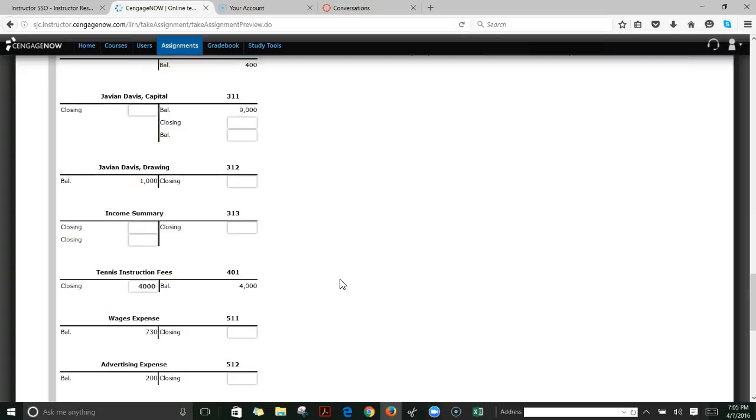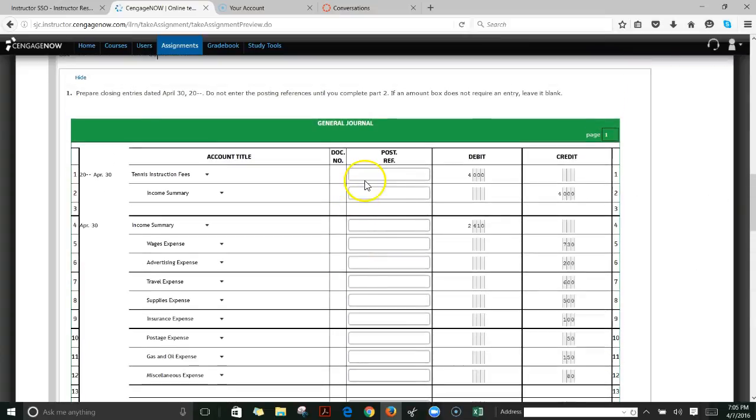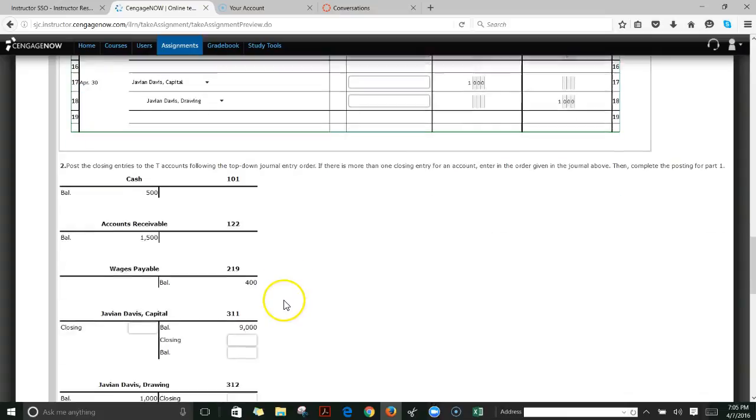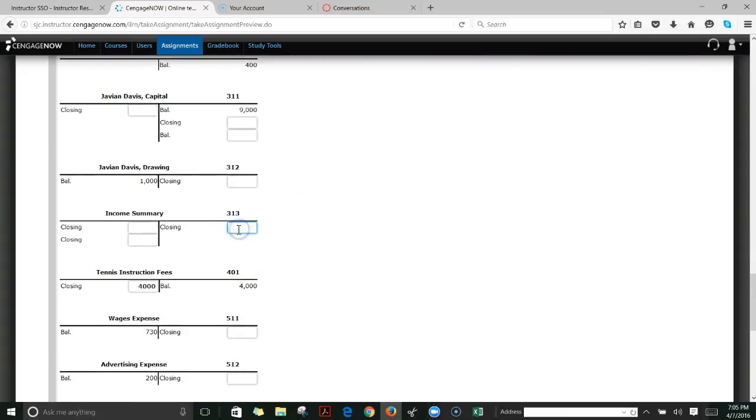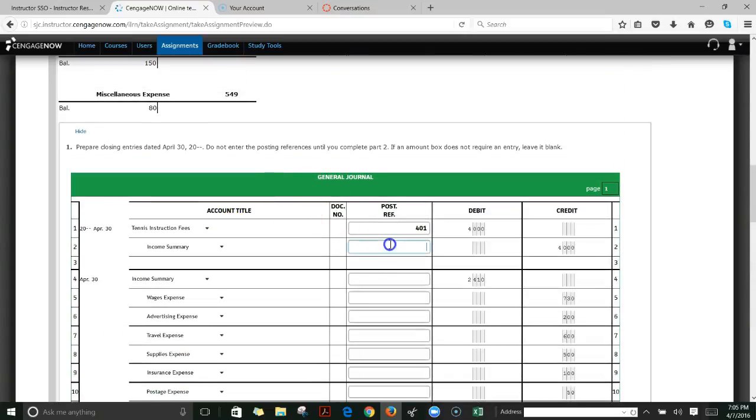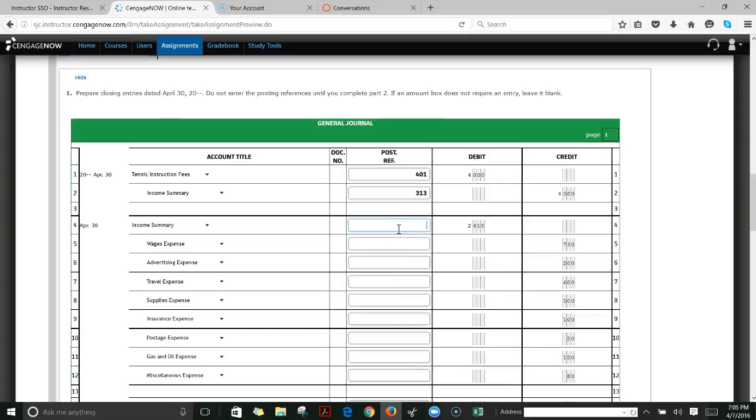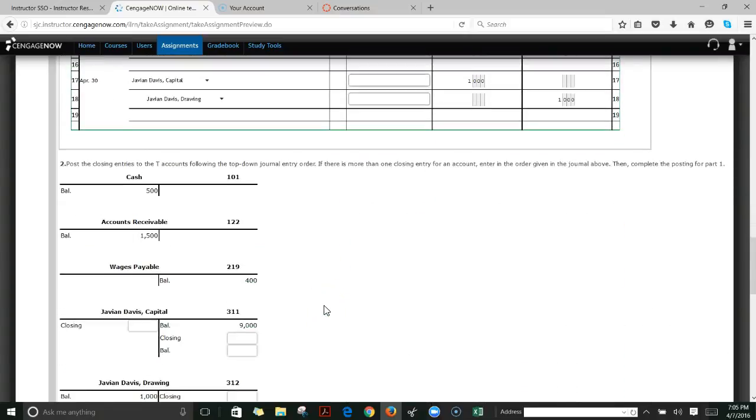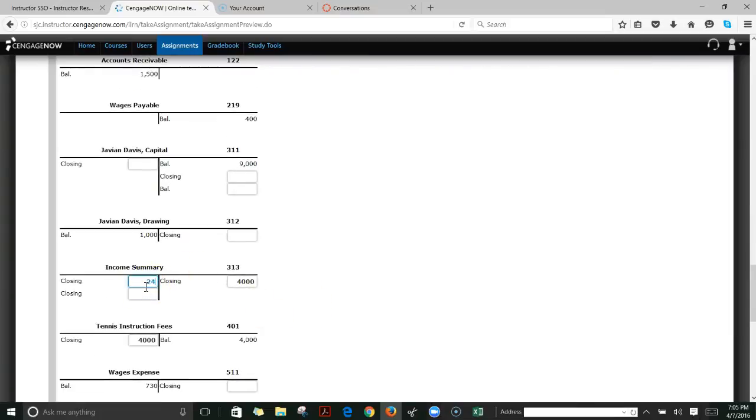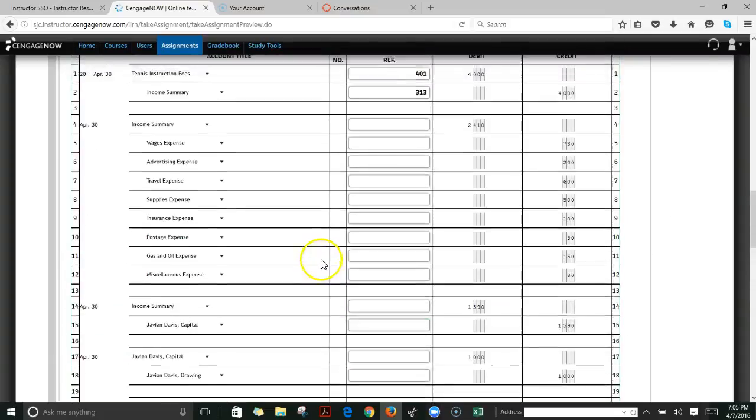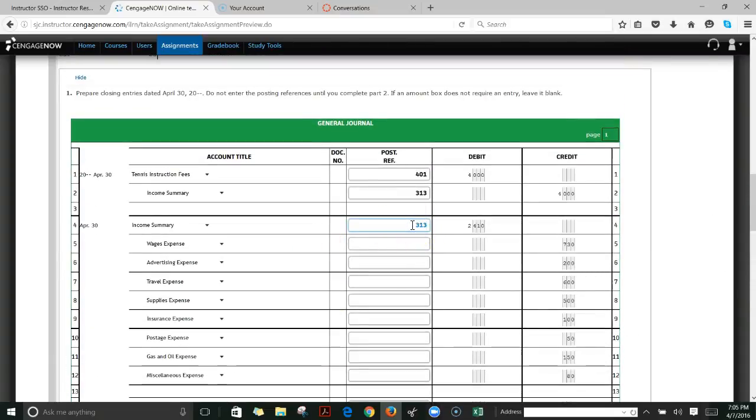And we need to put the document number in there, which was 401, or the post reference. Okay, then income summary, we credit it for $4,000, so we go to our income summary, 4,000 credit, which gives it a 4,000 credit balance, and that's account 313. Okay, then we go to the next one. Income summary is a debit of 2,410, and that's account 313. By putting in the post reference, it tells you that you have completed that one. So don't put it in there until you have actually completed it.